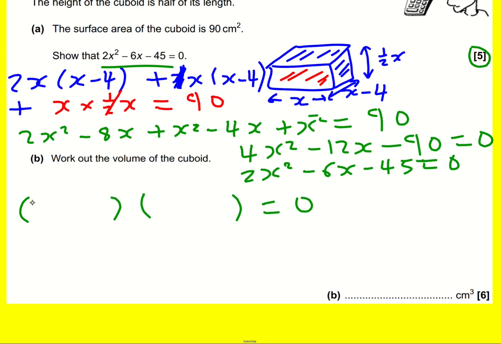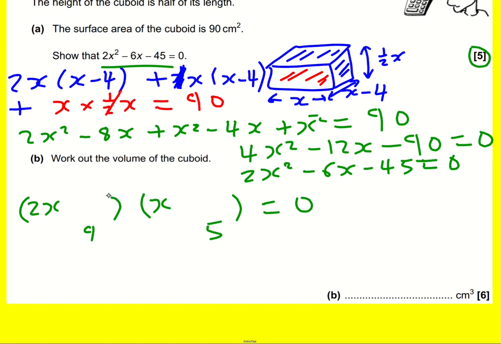So I know if it's going to factorize that it's going to be a 2x and an x. And then I need 2 numbers that multiply to give minus 45 and add to give minus 6. The ones that jump out to me are 9 and 5. Let's just put a 9 here and a 5 here. And one's going to be positive, one's going to be negative.